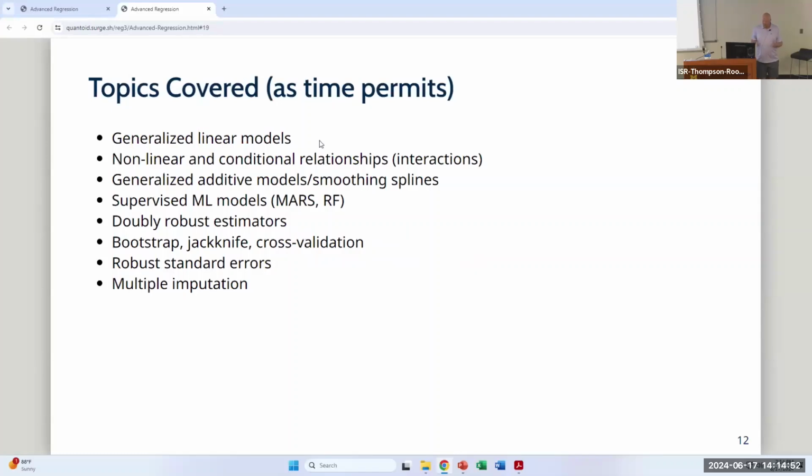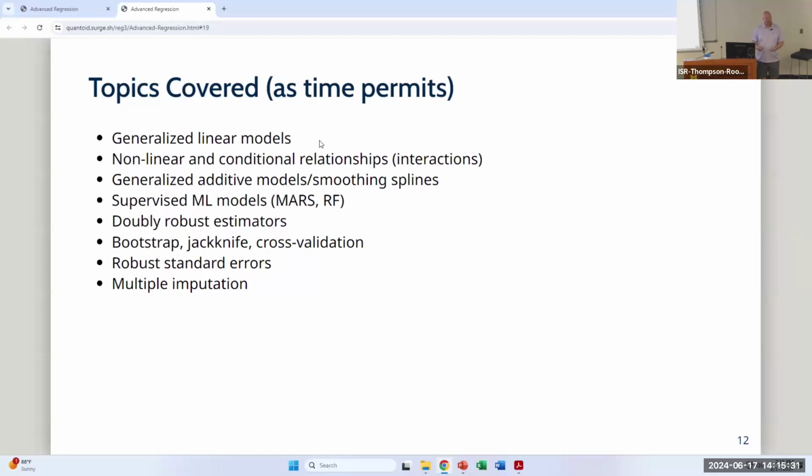One of the things, I mean, you might wonder, well, how can we do a whole course about this relatively simple idea? And the way is by talking about all kinds of different models and how we can use these models to probe robustness across a wide range of choices that we might make. So we'll talk about generalized linear models, nonlinear and conditional relationships, so thinking about polynomials and regression splines. We'll talk about generalized additive models, which again allow us a more flexible set of functional forms. Supervised machine learning models like multivariate adaptive regression splines and random forests.